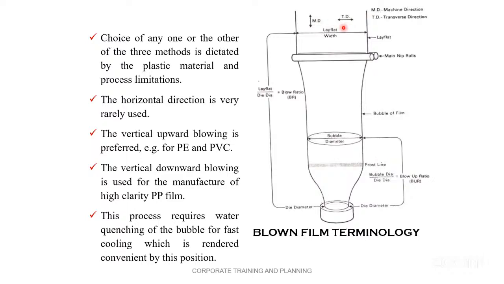Okay. Now, friend, see the blow ratio. Blow ratio means what? Lay flat width. See, this is the lay flat width divided by the diameter of the die. Very simple thing. Therefore, these things are generally used in the market. Lay flat width divided by the diameter of the die. This is called the blow ratio. Therefore, blow ratio and blow up ratio, these are the two important factors here.